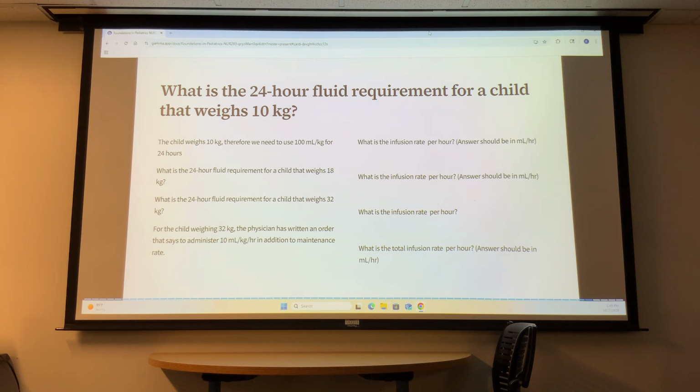So if we know for that first kiddo there, we've got 1,000 in the 24 hours, right? So what is your infusion rate per hour? You're gonna divide that by 24. So what's 1,000 divided by 24? 41.66? Yes. Okay. If you're rounding, the 6 rounds up to 7. 41.7.